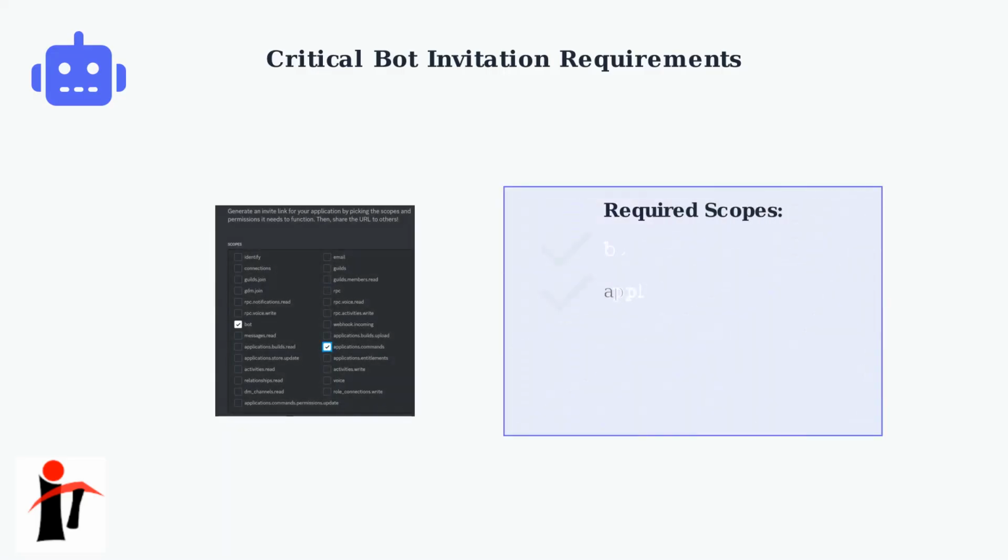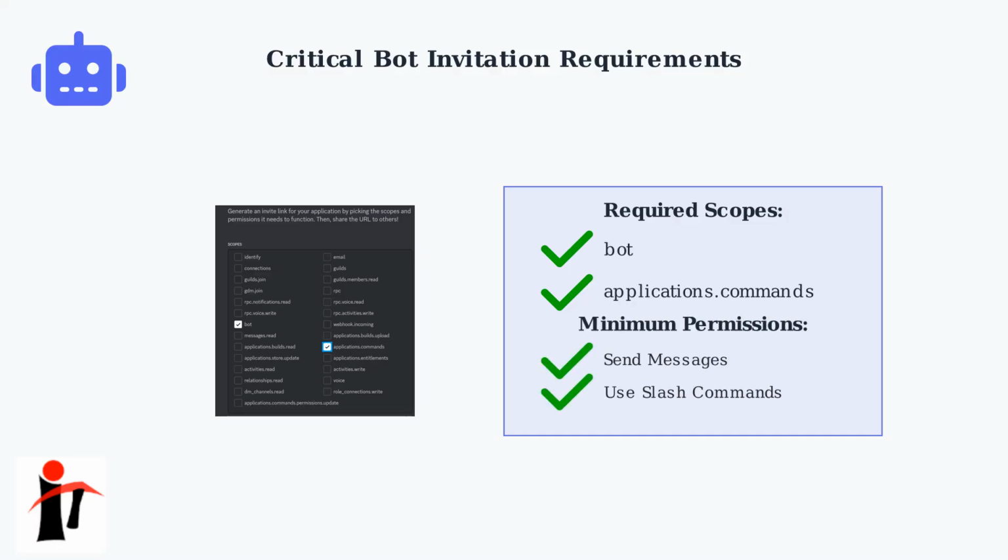The most critical step in setting up slash commands is creating the correct bot invitation link with proper scopes and permissions. Here's what a proper bot invitation setup looks like. You must select both the bot and applications.command scopes. This is the most commonly missed step. Additionally, your bot needs minimum permissions, including send messages and use slash commands. Without these, your slash commands simply won't appear or function. Remember, most slash command issues are preventable through proper setup. Focus on getting your bot invitation right with the correct scopes and permissions, and you'll avoid the majority of common problems.